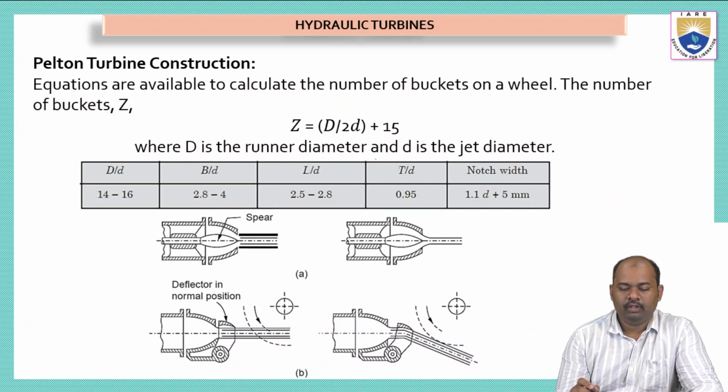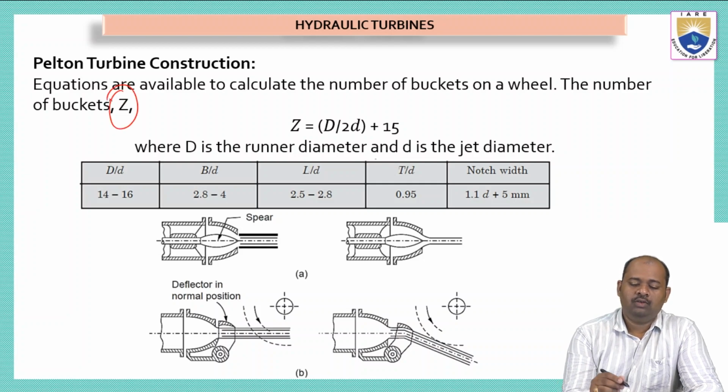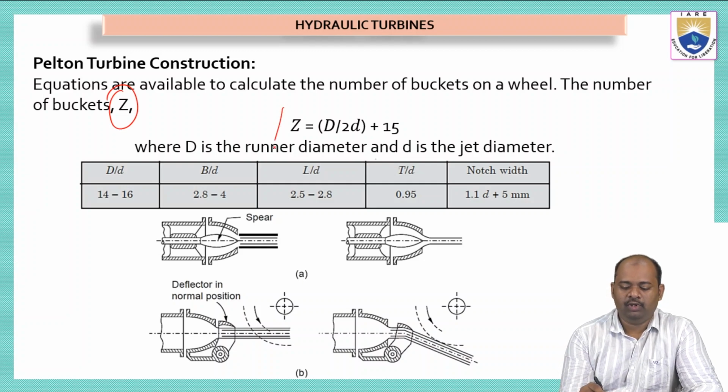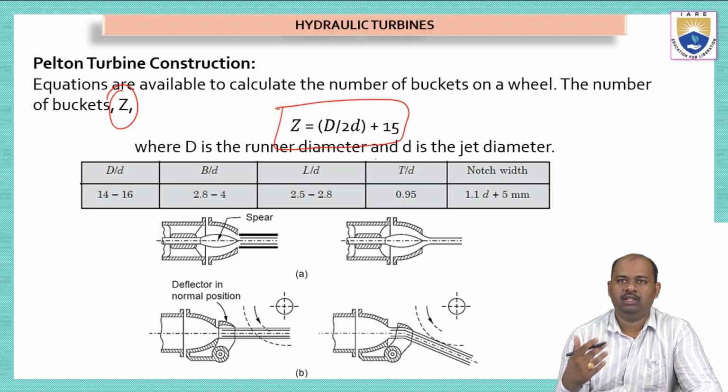So let us see some equations related to the Pelton wheel turbine, which are going to be calculated while designing the turbine, while we design the turbine bucket. We have to use these formulas. Equations are available to calculate the number of buckets on a wheel. The number of buckets is denoted with capital Z. We have to use this formula in order to calculate how many buckets should be attached on the runner.